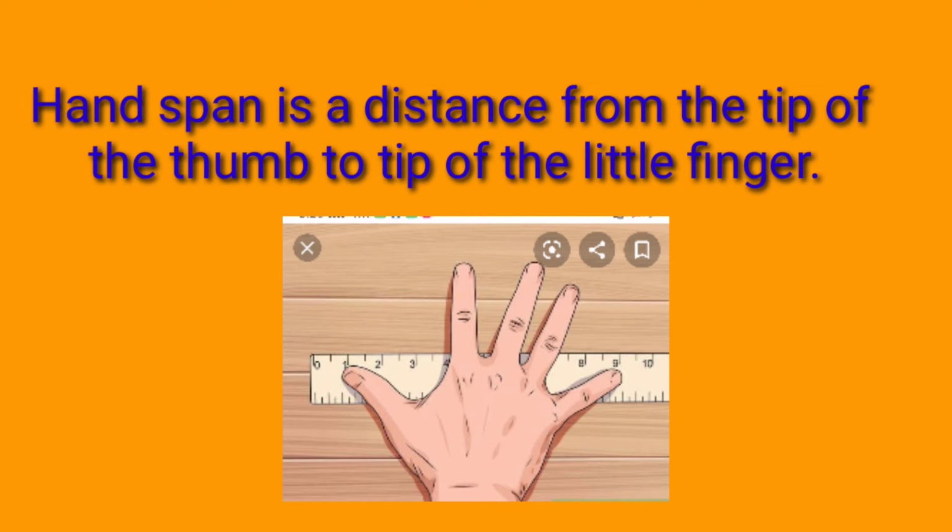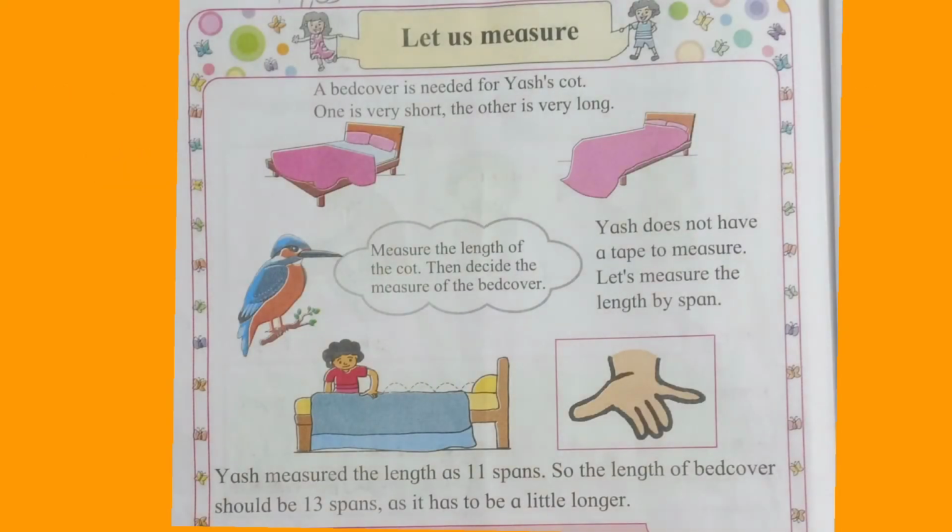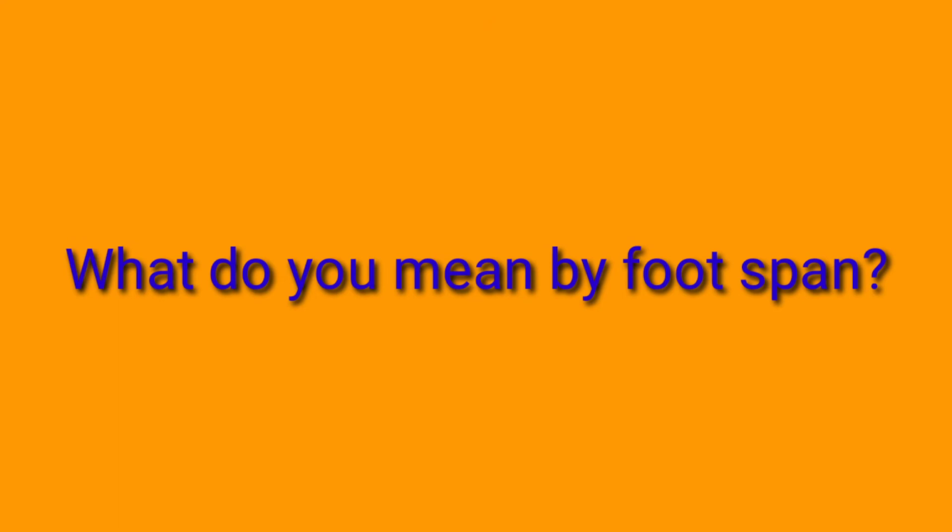Now, look in your textbook. Yash needed a bed cover for his cot. Yash does not have any measuring tape. So, he measured the length by measuring hand span. Yash measured the length as 11 spans. So the length of bed cover should be 13 spans, as it has to be a little longer to fold it. Okay? Now let's see, what do you mean by foot span?